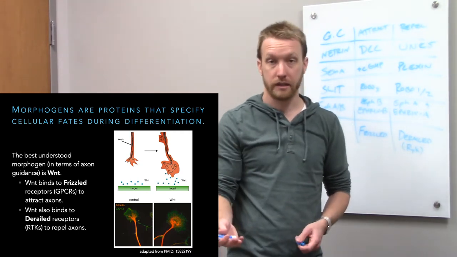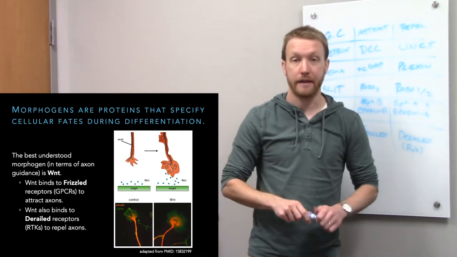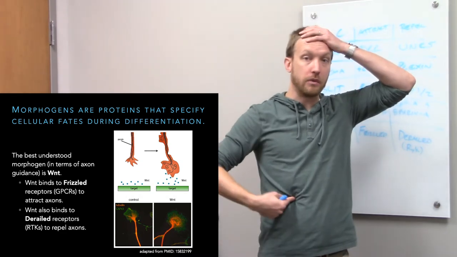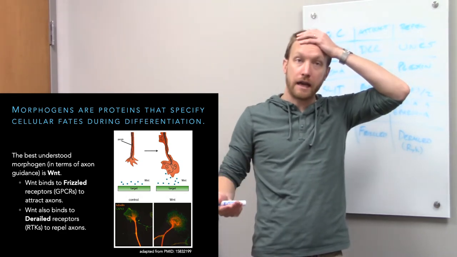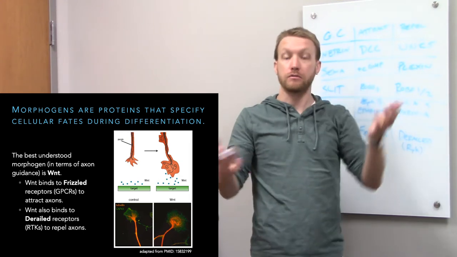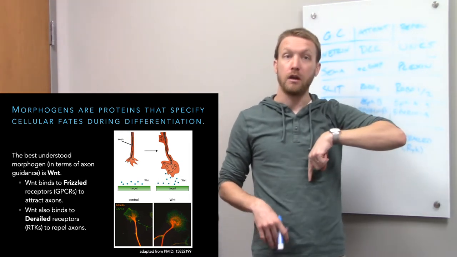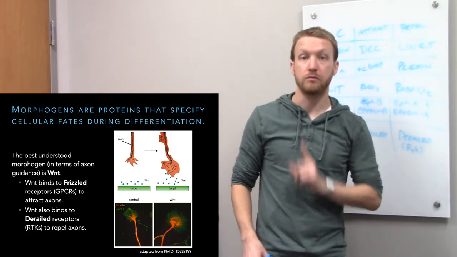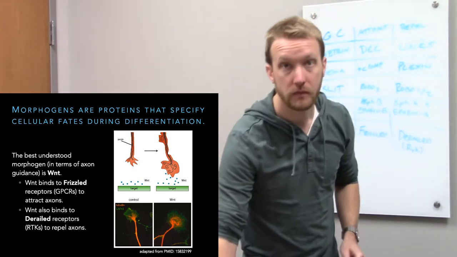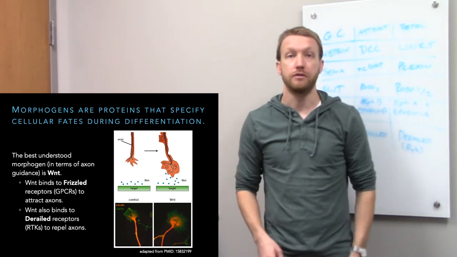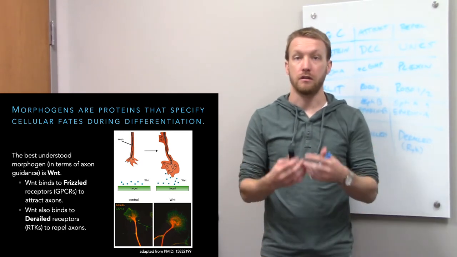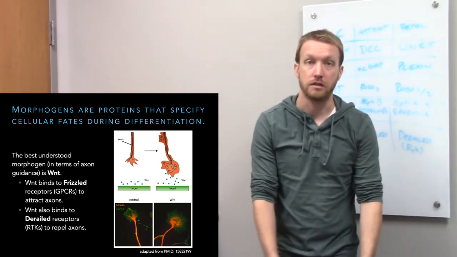So that Wnt gradient that we created last lecture, where it's high in anterior regions and lower in posterior regions, is going to allow axons that have derailed receptors, for example, to be repelled by that and move posteriorly, while axons with frizzled receptors will move anteriorly. And what these morphogens are going to do is, of course, cause a change in cytoskeleton dynamics.